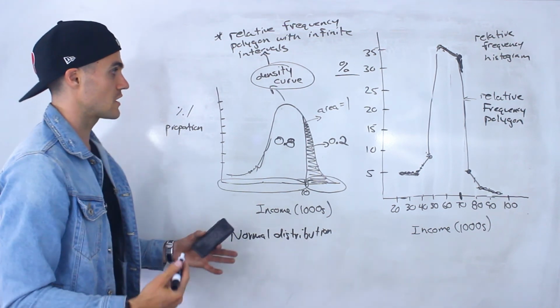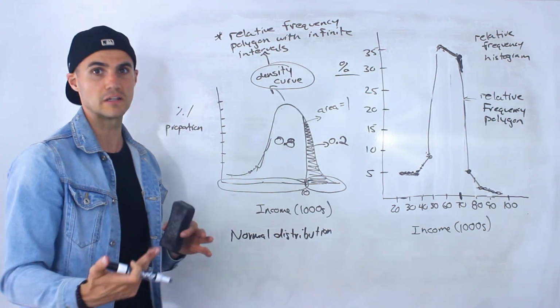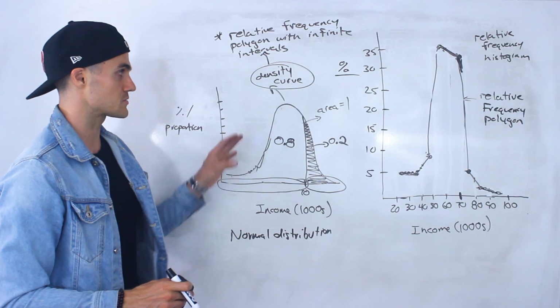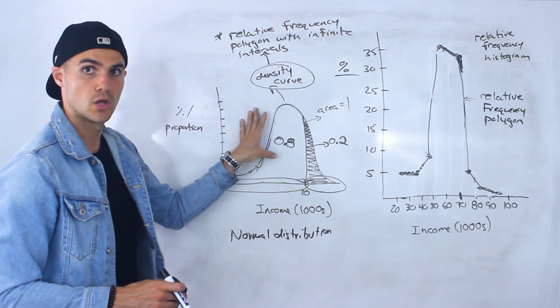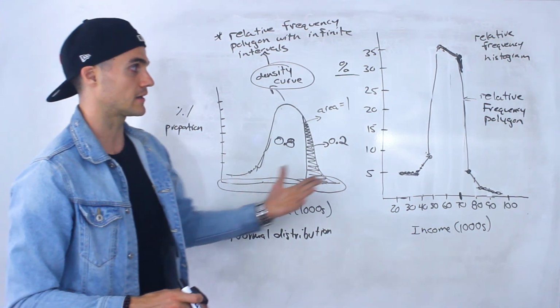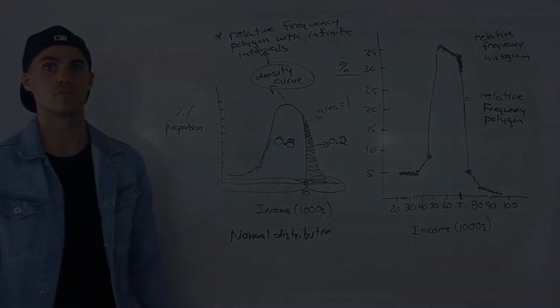So that's the type of stuff we're going to be using density curves for, certain probabilities and stuff like that. But again, this was just kind of an introduction. I just wanted to show you how we come up with a density curve, and it's basically, again, coming from that relative frequency polygon but with an infinite amount of intervals.